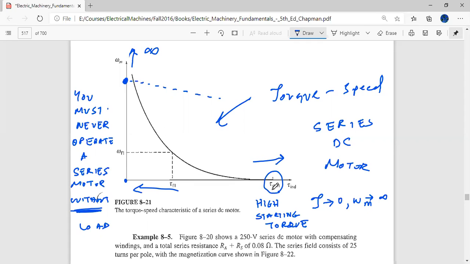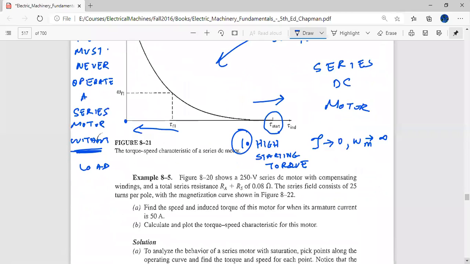So we are just considering the starting torque here, when the motor has just begun working and its RPM is close to 0 and it is just starting from rest. So the two defining features of the DC series motor are, number one, it has a high starting torque, and number two, you must never operate a DC series motor without a load, otherwise its RPM will jump to infinity. Now let's do this very simple problem, then we are going to do some more end of chapter problems.